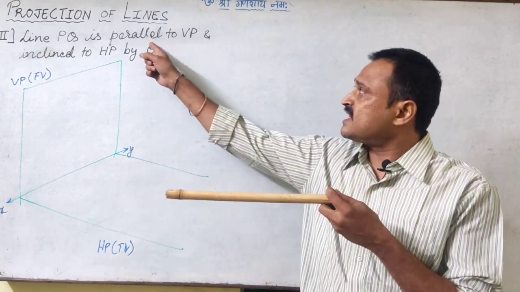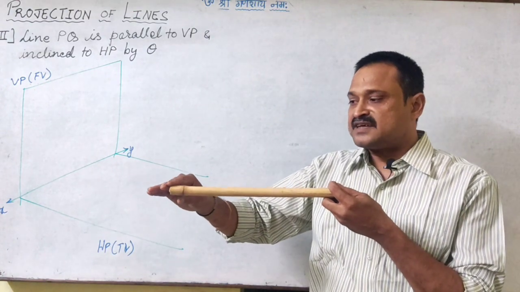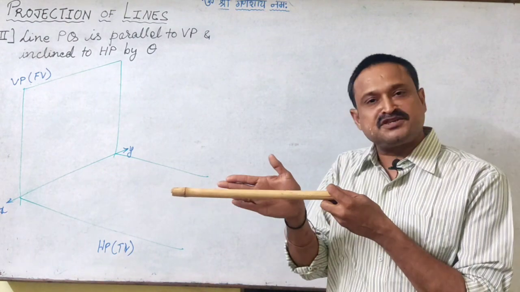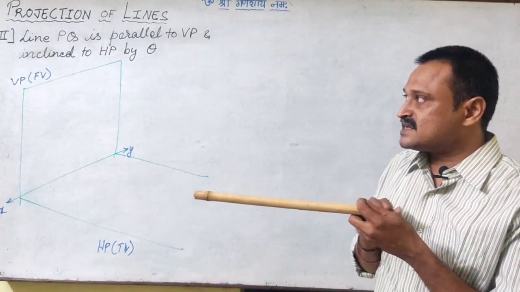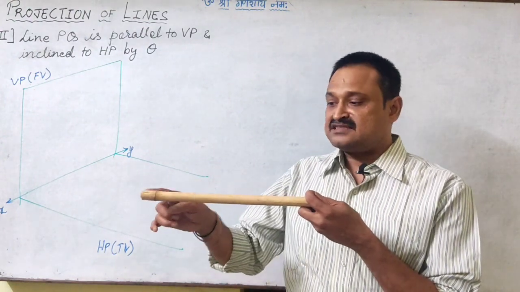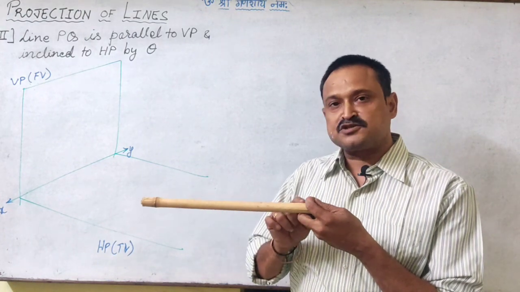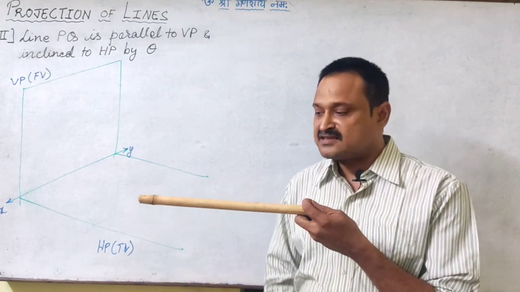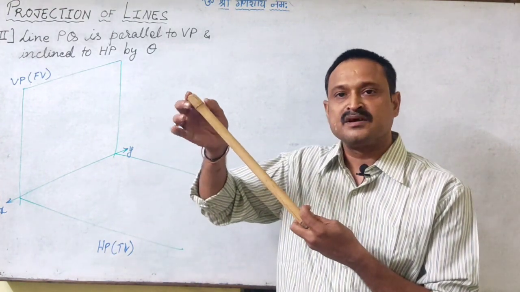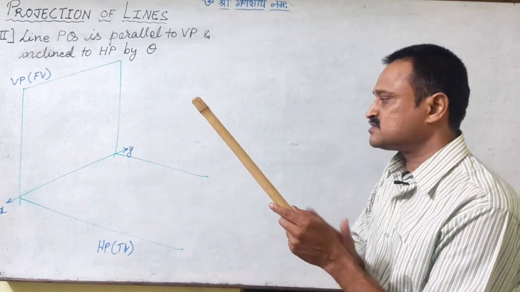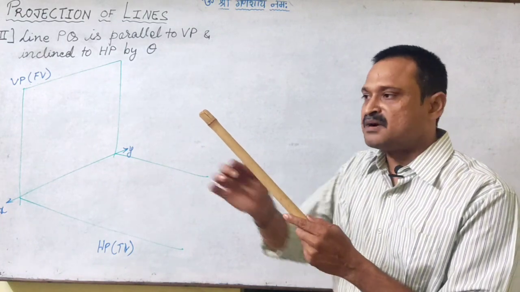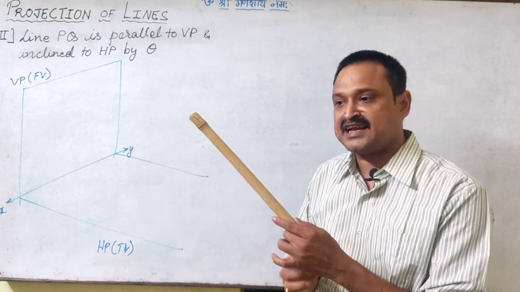So again, let us look at our line PQ this time. It is said that the line is parallel to VP. That means all the points of this line will be at the same distance from VP. But it is said that the line is inclined to HP. HP is the floor. If the line is inclined to HP, then all the points of this line will not be at the same height from HP. So heights of all the points will be different. The distance of all these points from VP is the same. That is why the line is parallel to VP. But the heights of all these points on the line are different.